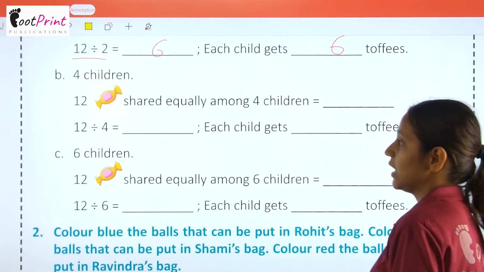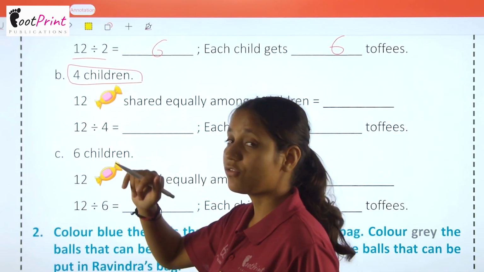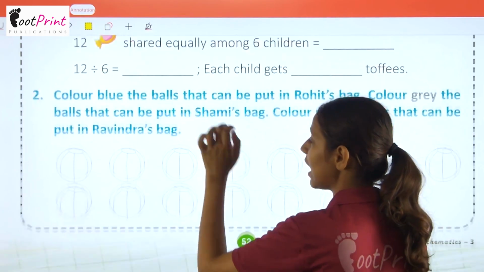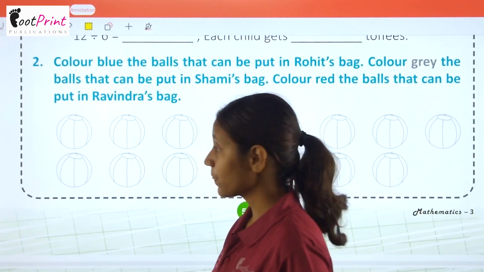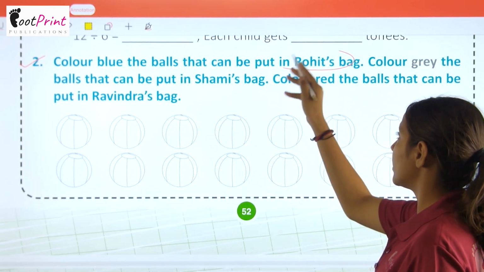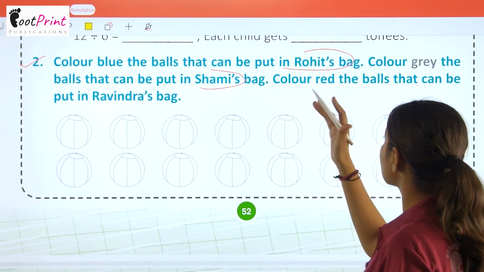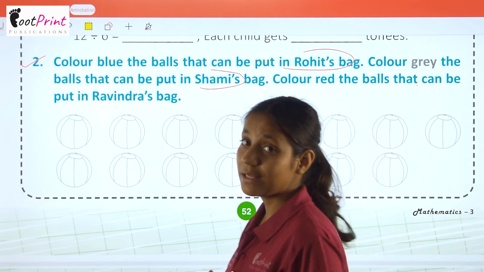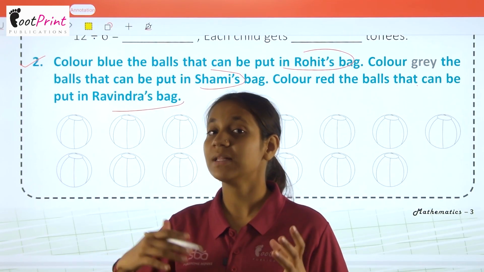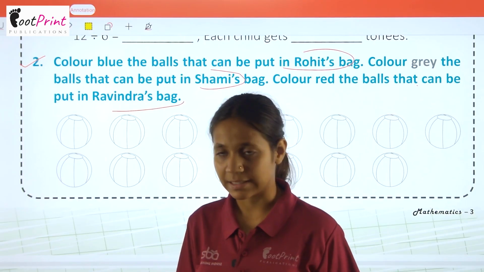Similarly, if there are 4 groups, that means we have to divide 12 toffees among 4 children, then you have to write the answer by dividing them. Then we have question number 2. Color blue the balls that can be put in Rohit's bag. Color grey the balls that can be put in Shami's bag. Color red the balls that can be put in Ravindra's bag. So basically, we have to divide all the balls here among 3 children and color each one differently.